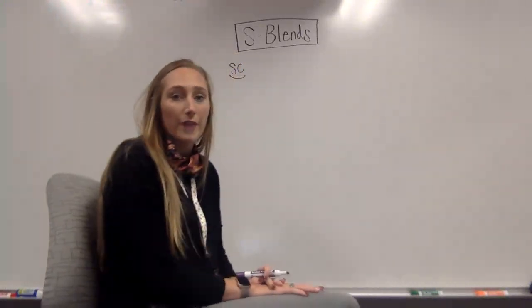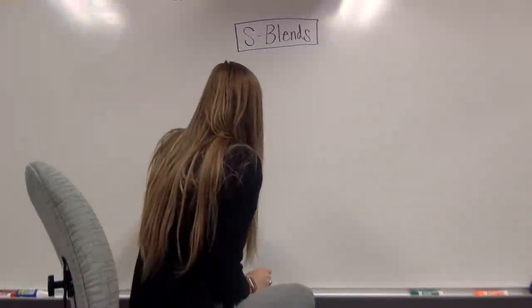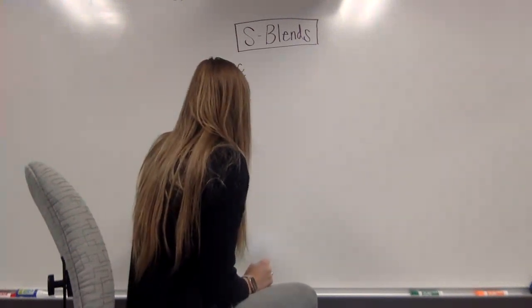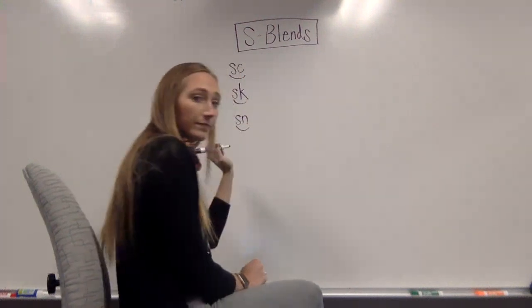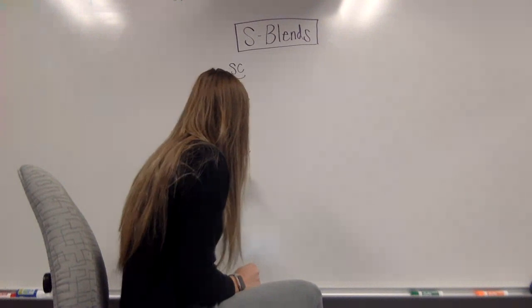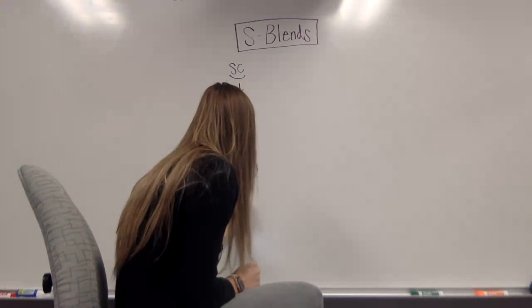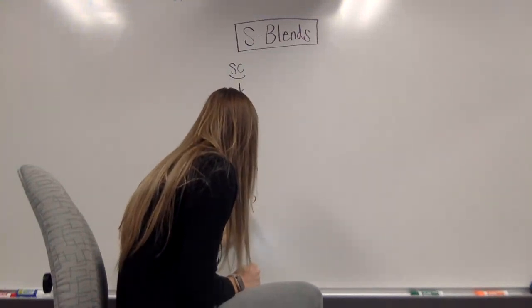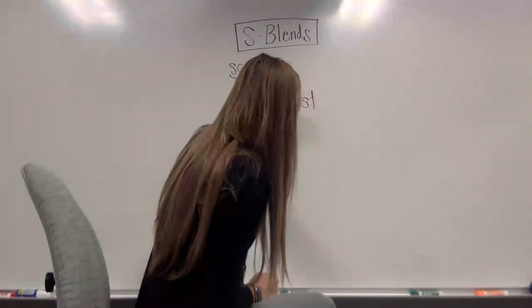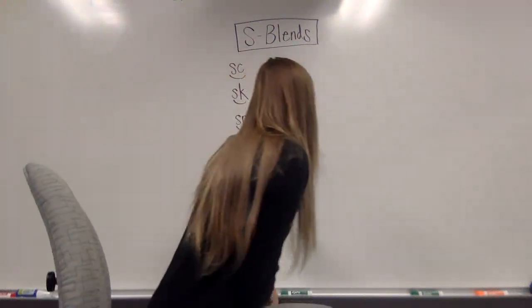Make sure you put an arc under that blend. And then SK. SN. SL. SM. SP. ST. And SW.